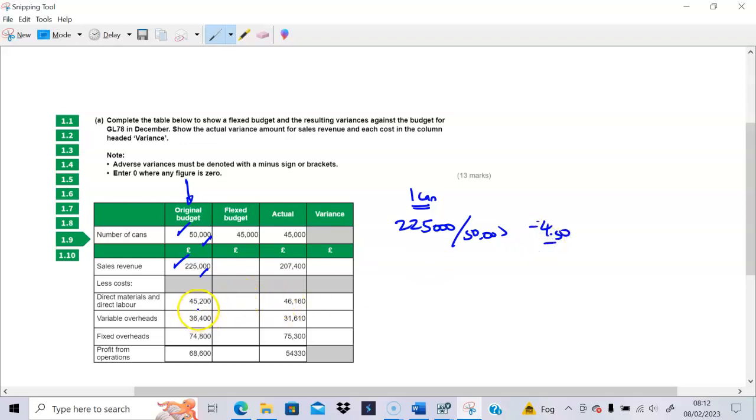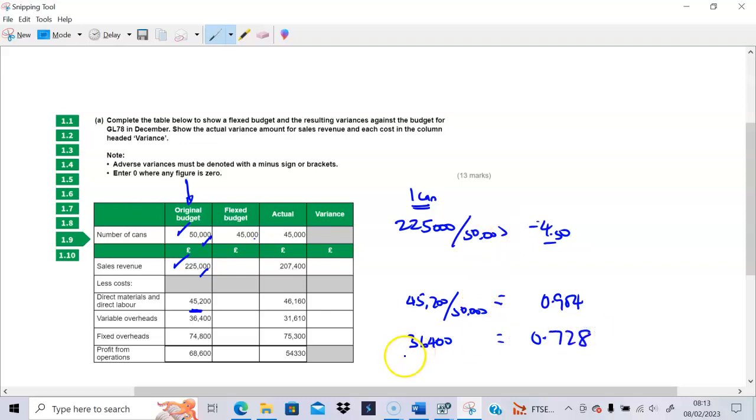Then I can also tell you that the direct labor costs, if all the labor costs of these cans is 45,200, I can tell you that for each can it is 45,200 divided by 50,000, which is 0.904. We probably need to multiply it straight away by this 45,000 so that you don't get too many decimals interrupting your program. But I'm just doing it the long way around so you can see where we're coming from.